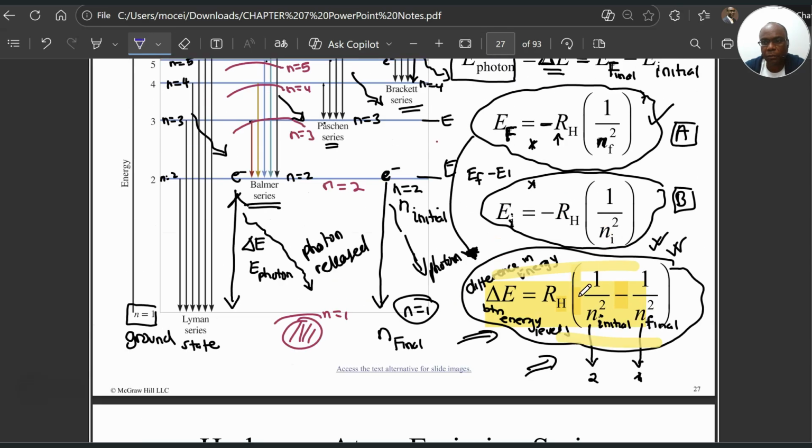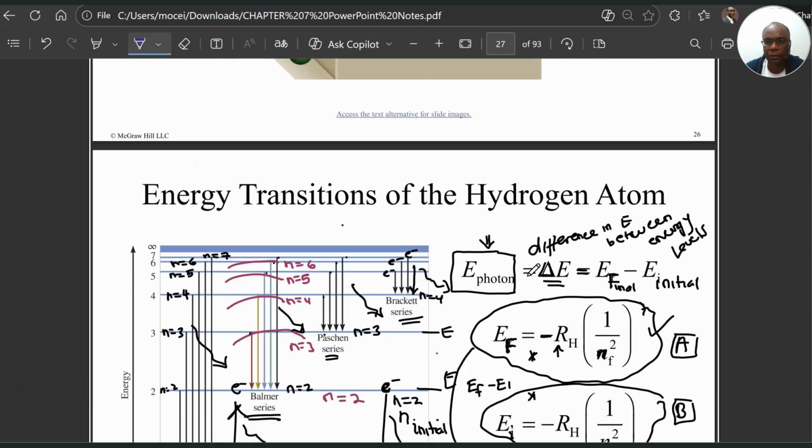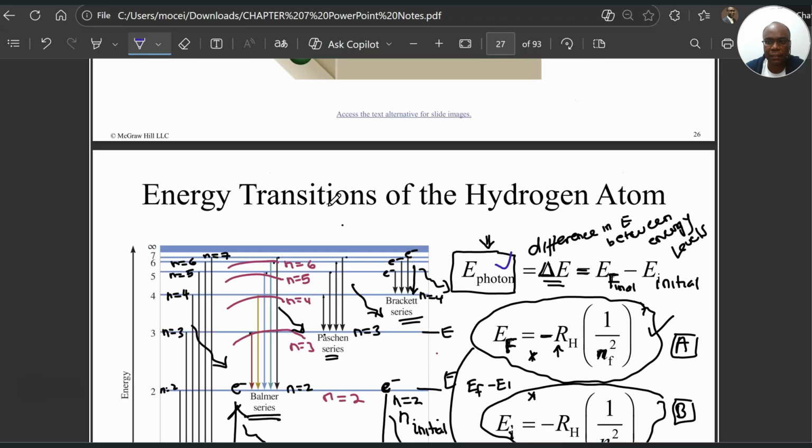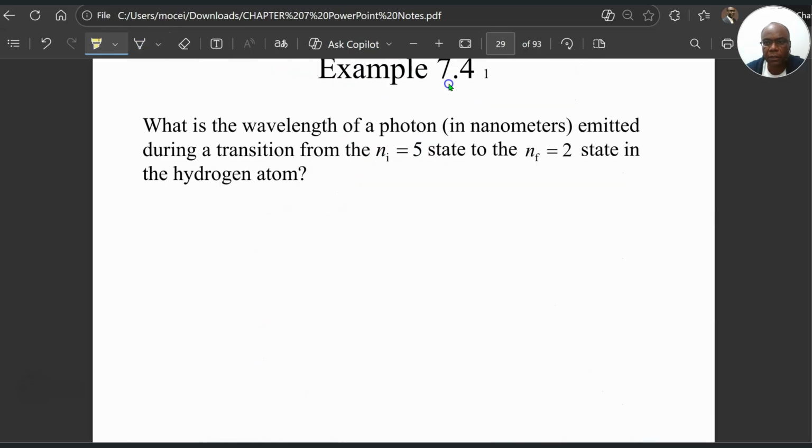Let us do problems involving this equation, delta E equals the Rydberg constant, parentheses, 1 over n squared initial minus 1 over n squared final, to determine the energy of a photon. Remember, the energy of a photon equals delta E. Delta E is the difference in energy between energy levels. Example 7.4.